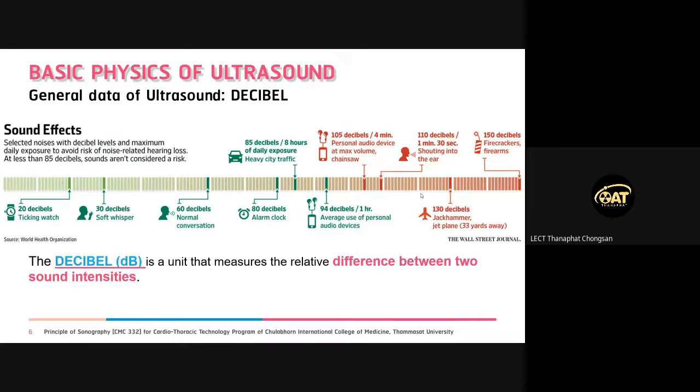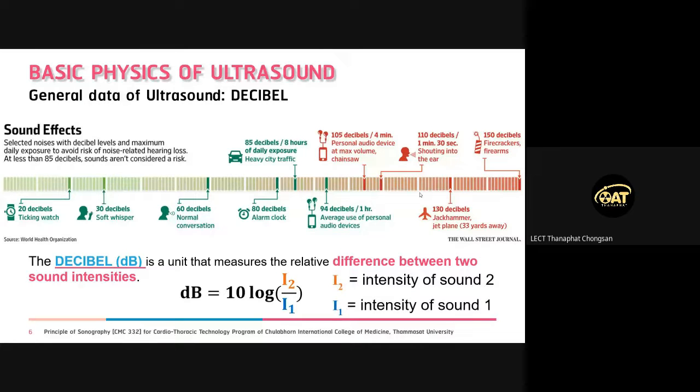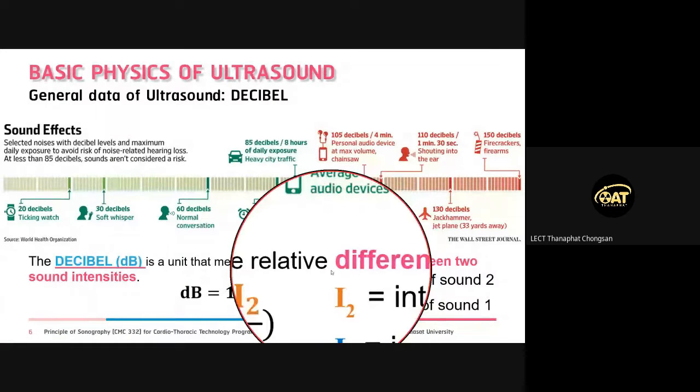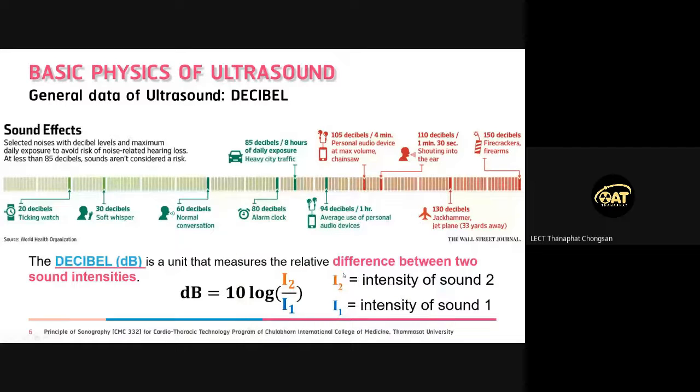Okay, this slide explains decibel. Decibel is a unit of sound intensity that can be calculated by this formula. The important factor is intensity, or I, separated into I1 and I2. I1 is the intensity of sound source 1, the first sound source, and I2 is the intensity of the second sound source.